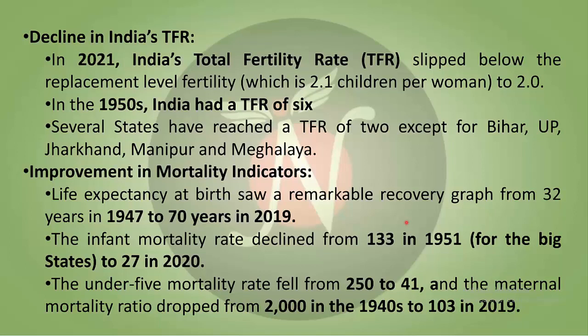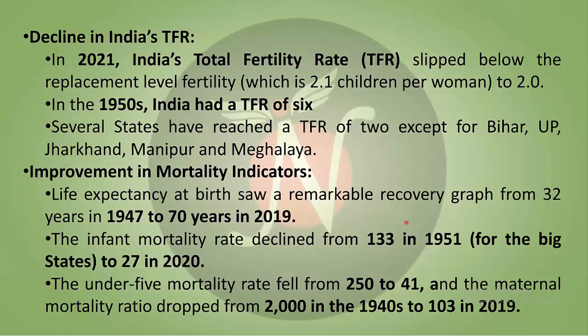Now several states have reached a TFR of 2, except Bihar, UP, Jharkhand, Manipur and Meghalaya. Then there is improvement in mortality indicators as well. Life expectancy at birth saw a remarkable recovery, from 32 years in 1947 to 70 years in 2019.